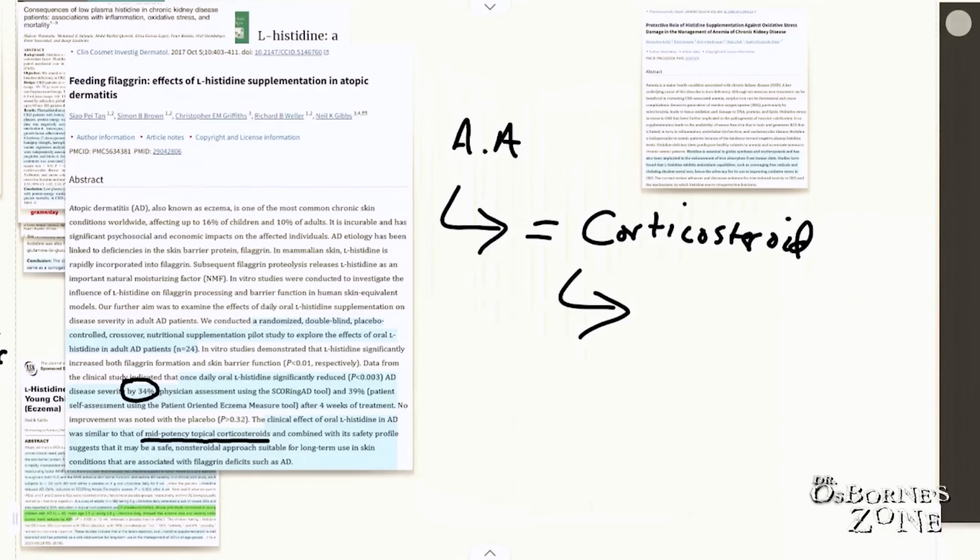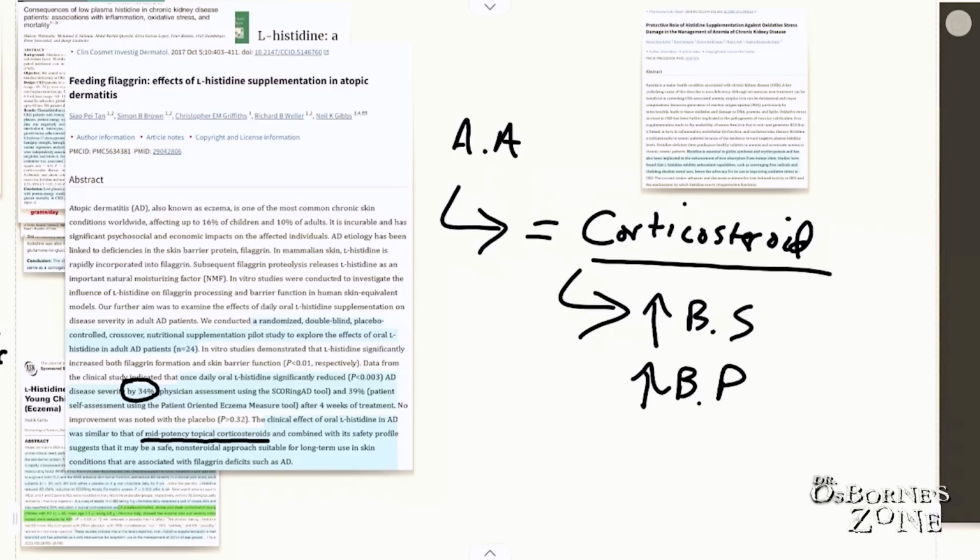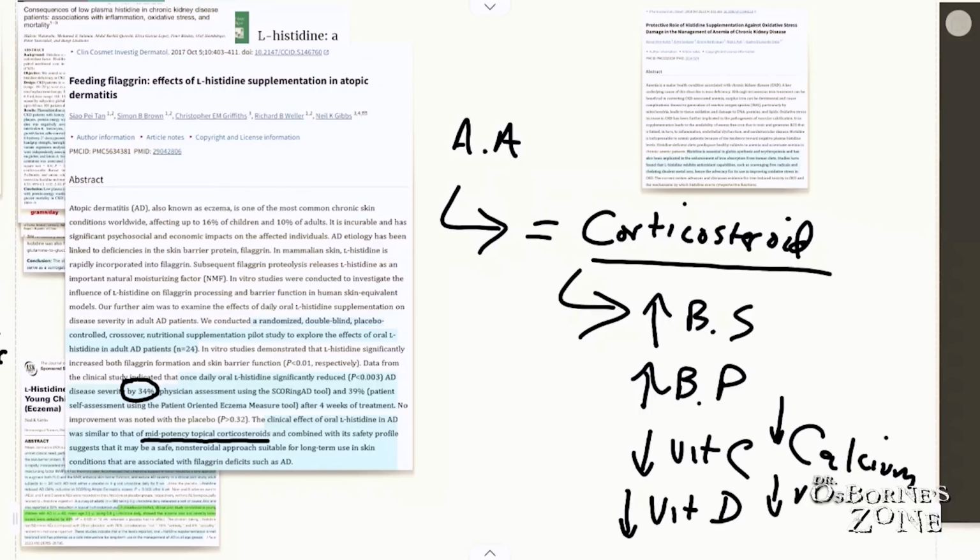Because if you're stuck on corticosteroids, if you're using topical application of this class of medication over long periods of time, one of the common side effects is increases in blood sugar, increases in blood pressure. We know that corticosteroids reduce vitamin C, which is critical for maintaining skin integrity. So over time, the longer you're on it, the worse potential for your skin because you're blocking and inhibiting vitamin C. We know they reduce vitamin D, which is important for inflammation. We know corticosteroids affect calcium, lower it, and they reduce magnesium, and they reduce zinc.